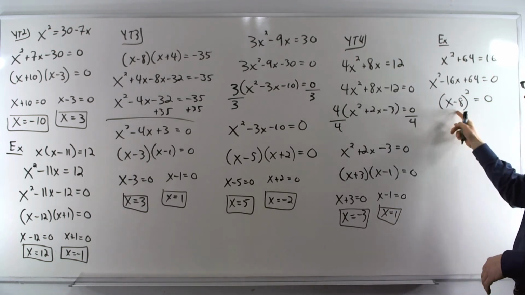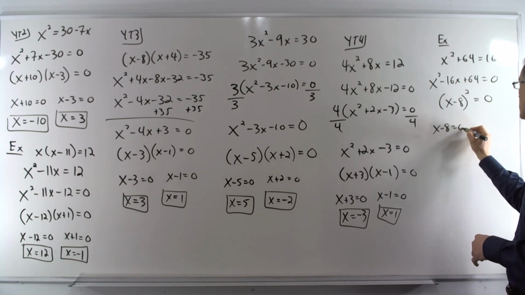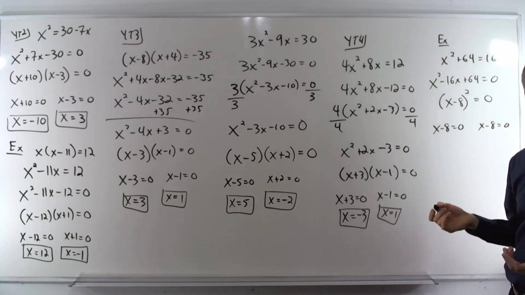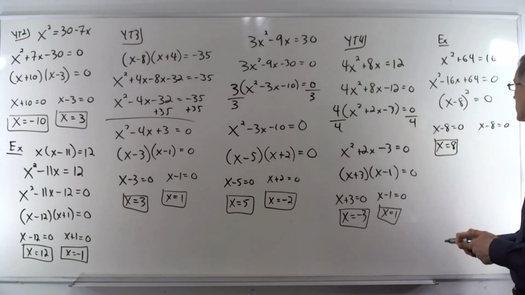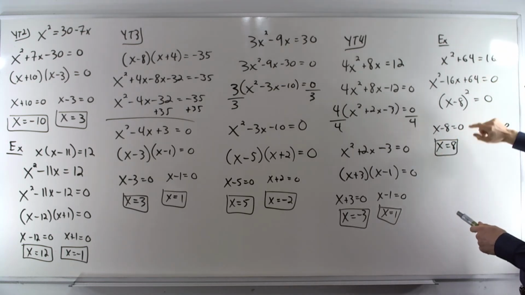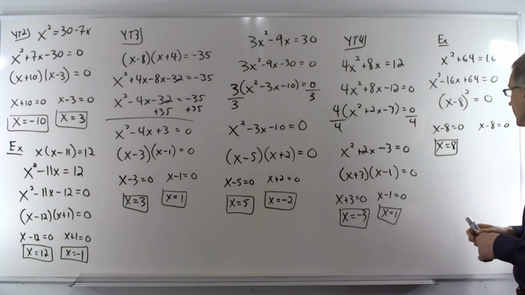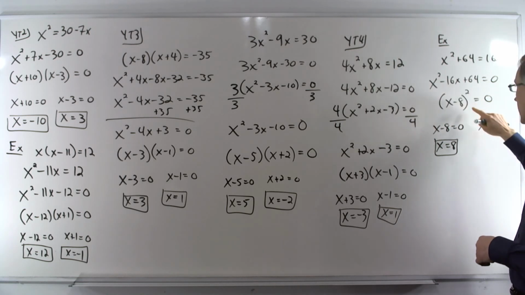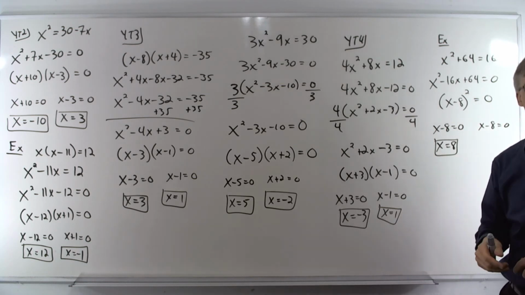Now, since we have x minus 8 times x minus 8, we could split this up into two separate equations, but they'd be the same. X minus 8 equals 0. So we only need to solve one of these. So x equals 8. This is one of those rare times when we get a single solution for a quadratic. And that happens when we get a perfect square trinomial like this. We get the same equation, so we get one solution. It's called a double solution.